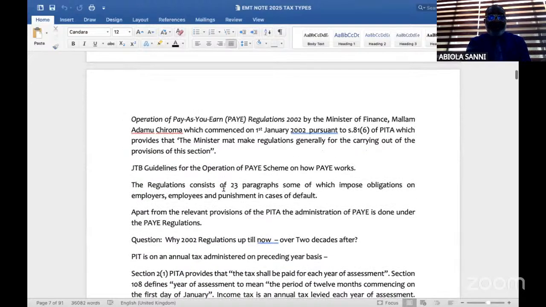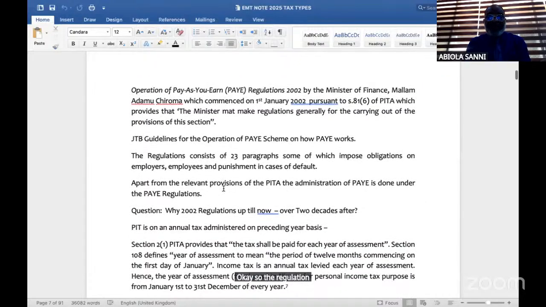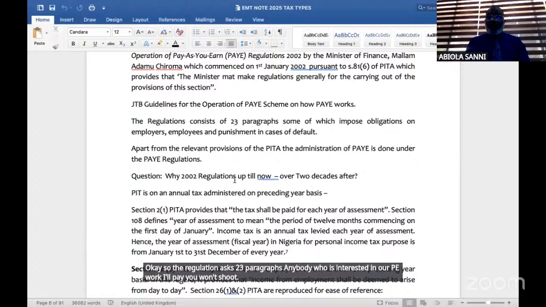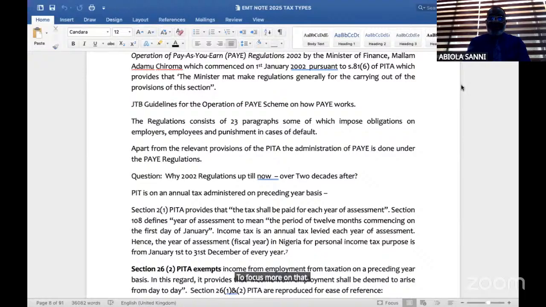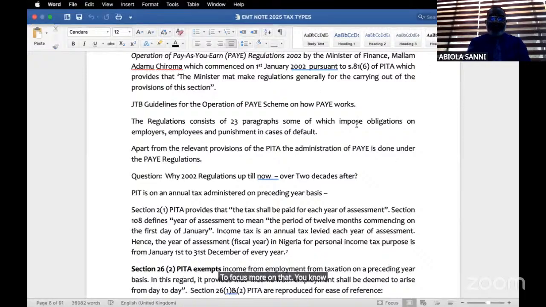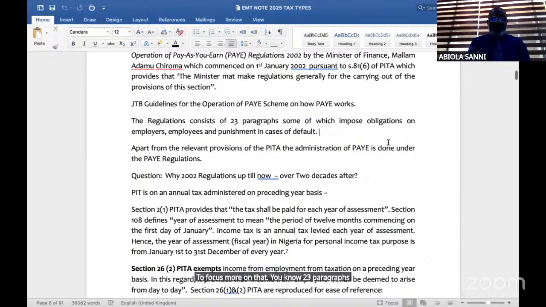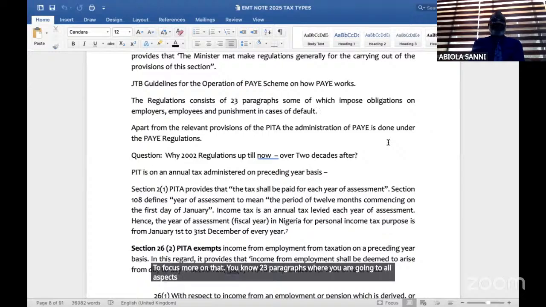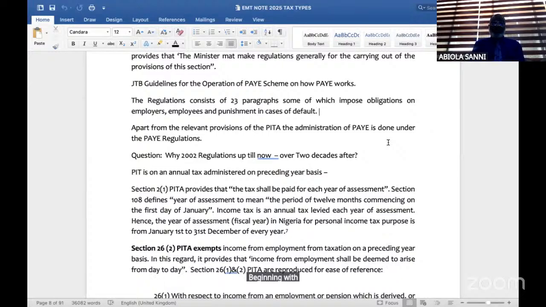So the regulation has 23 paragraphs. Anybody who is interested in how PAYE works should focus more on that. 23 paragraphs, where you are going to see all aspects of pay as you earn, beginning with registration to offenses and all that.